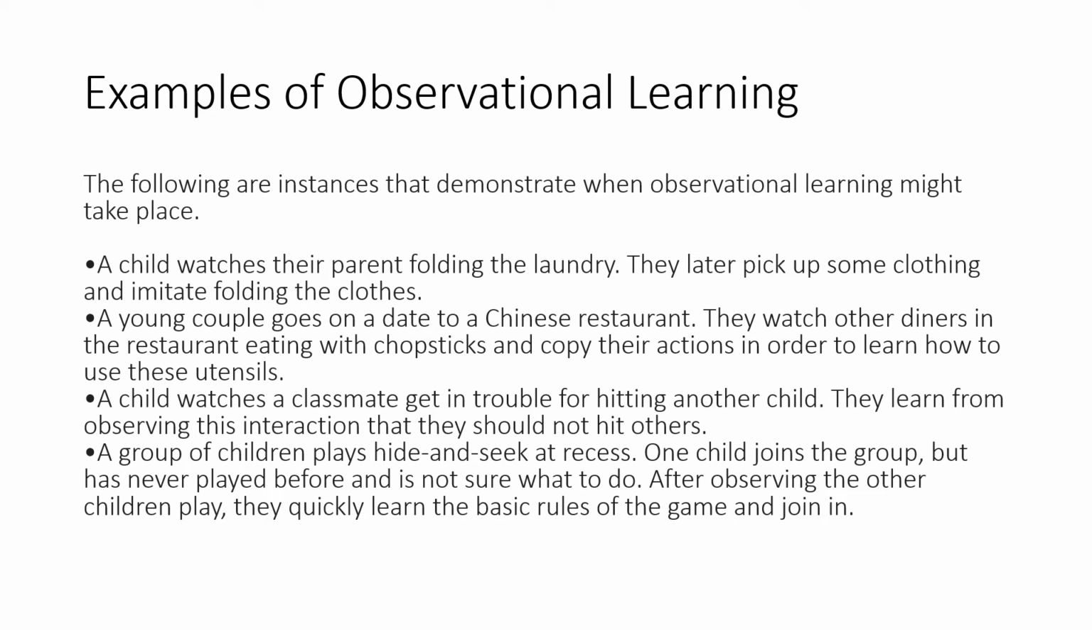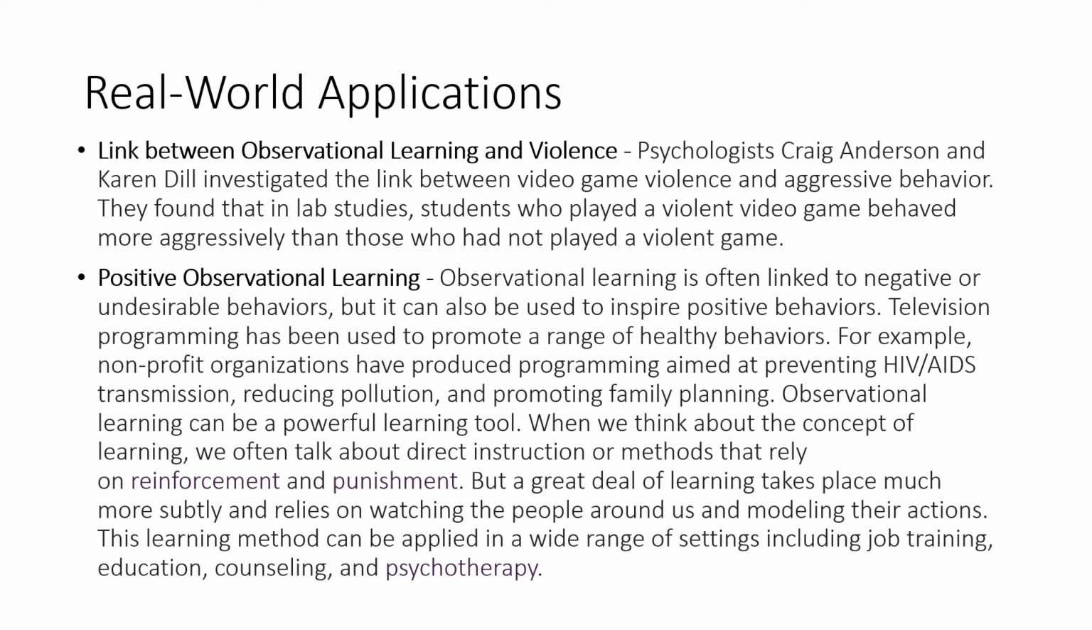The third example is a child watches a classmate get in trouble for hitting another child. They learn from observing this interaction that they should not hit others. And the fourth example is a group of children play hide and seek at recess. One child joins the group but has never played before and is not sure what to do. After observing the other children play, they quickly learn the basic rules of the game and join in.